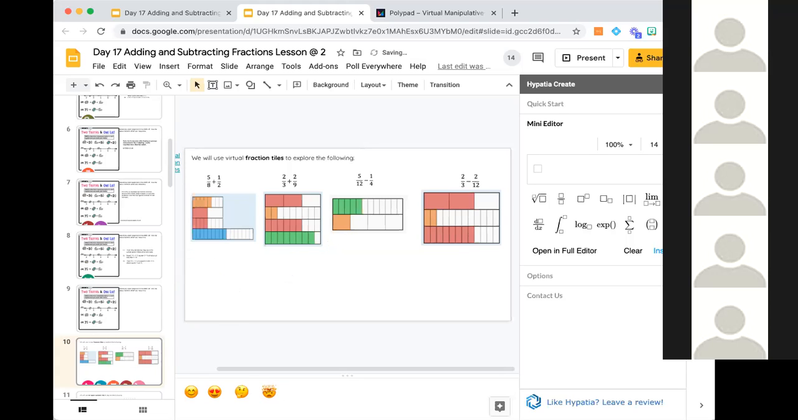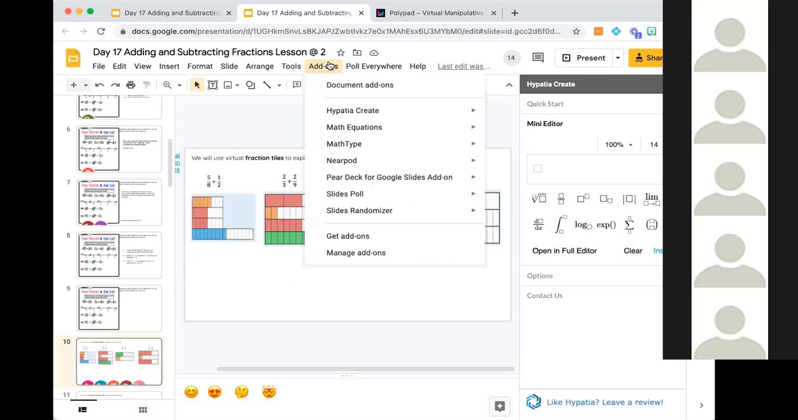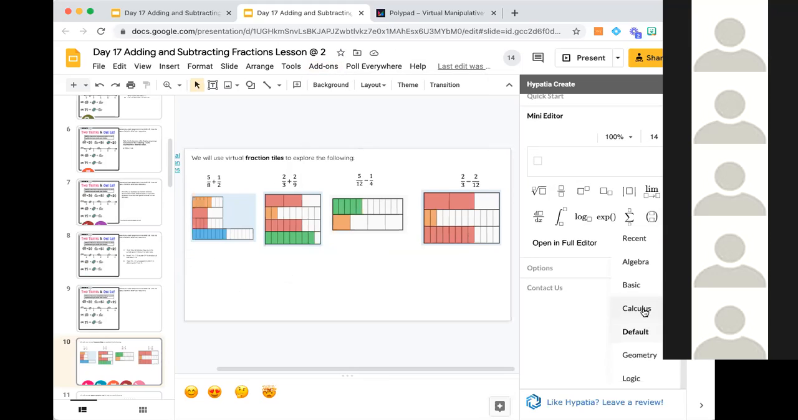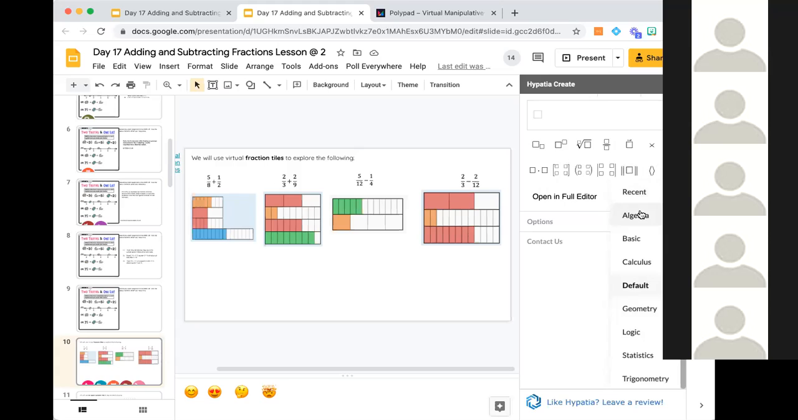So I'll show you how to use the Hypatia Create. And please feel free to include it with your add-ons. Once it's on your add-ons, every time you open a Google Slides, you have that option to bring in the mathematics. You can also see that it has a bunch of different other types if you wanted to do some algebra.